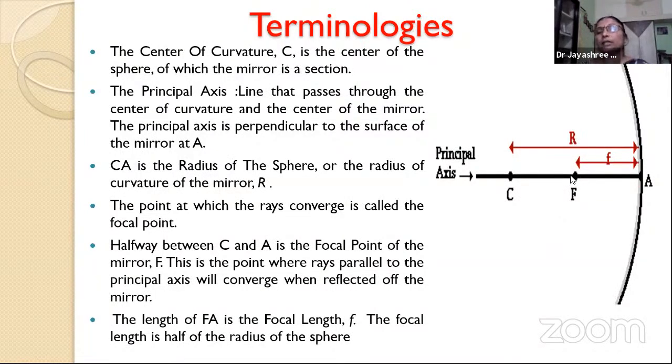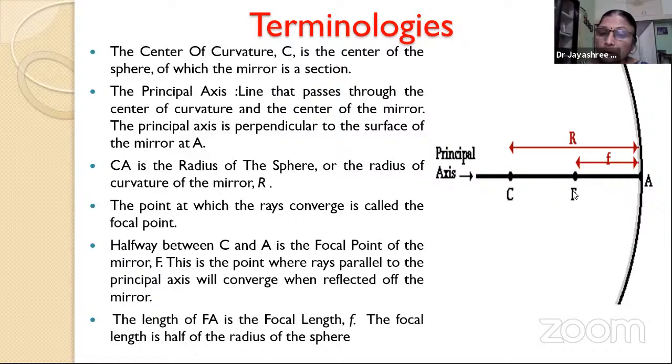Depending upon the type of lenses or mirror, whether it is convex or concave, the focal points also get shifted. It is a very basic thing, but as per this schematic, the point at which the rays converge is called the focal point. And what is the halfway point between C and A? That is the focal point of the mirror, and as shown in this figure, it is F.